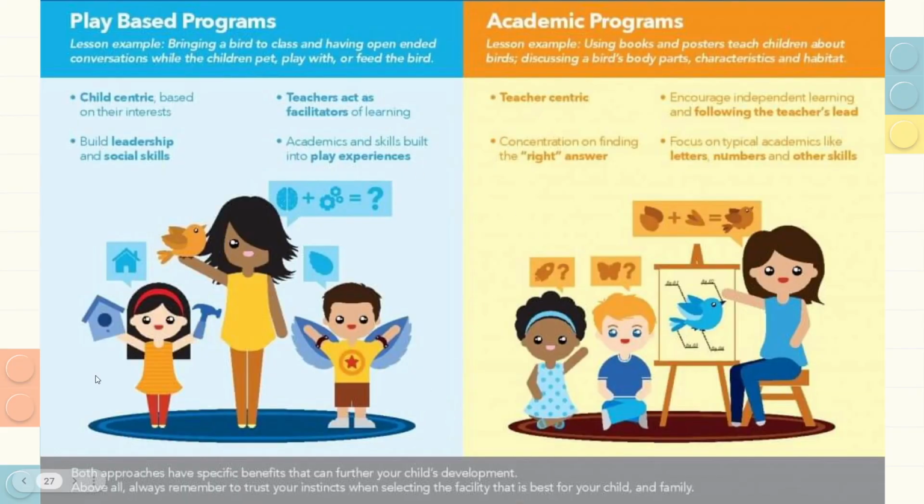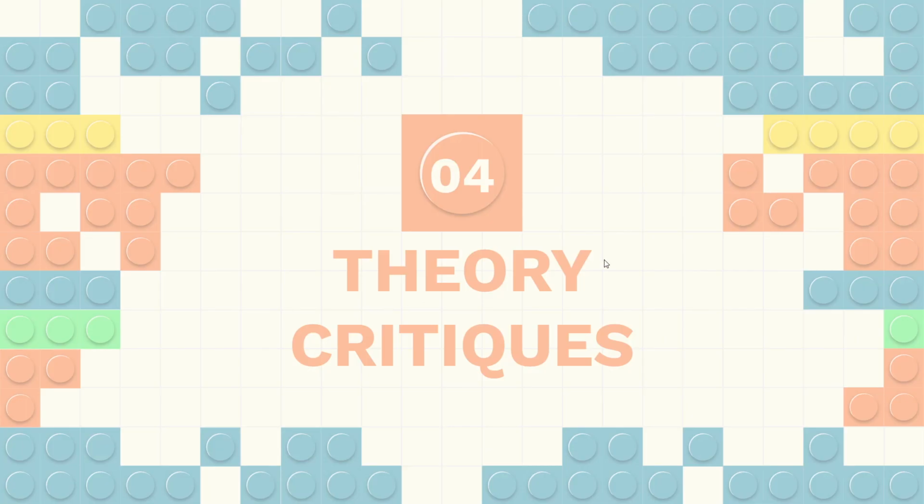So to compare traditional academic programs with play-based, some academic characteristics of this: teacher-centric. There's a right answer for everything. Students follow the teacher's lead, and there's a larger focus on numbers, literacy skills, reading, writing, all of that. And then play-based programs are child-centric. They help develop leadership and social skills. Teachers are more facilitators, less of the leaders. They let the students take the role of a leader. And academics and skills are built into play experiences. So their interests provide the vehicle for learning rather than learning providing the vehicle for the other way around.